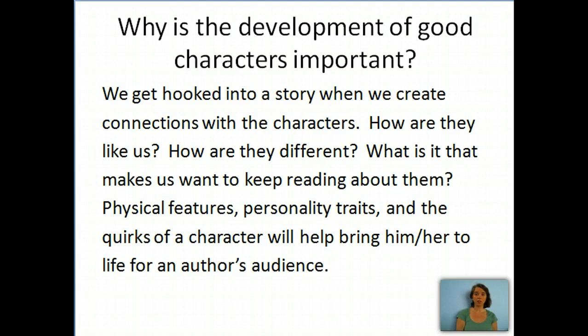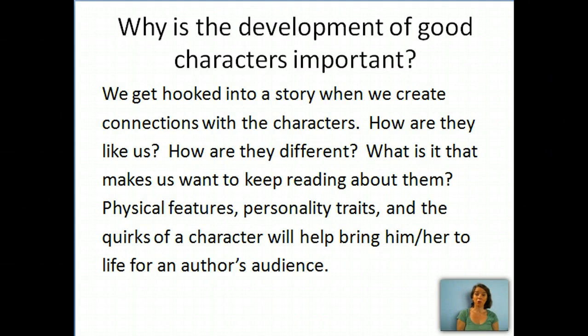So why is the development of good characters important? That is one thought that I'd like you to take a moment to discuss with your teacher and then come on back and I will share my opinion with you. Well, in my opinion, the development of good characters is important.